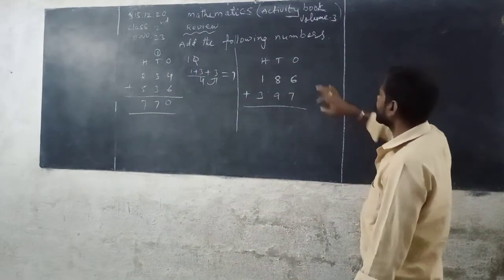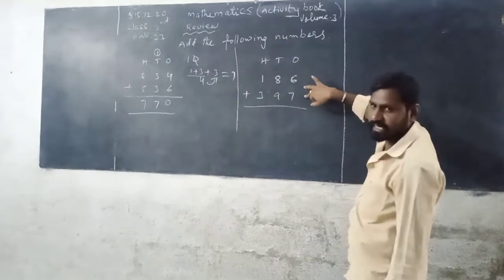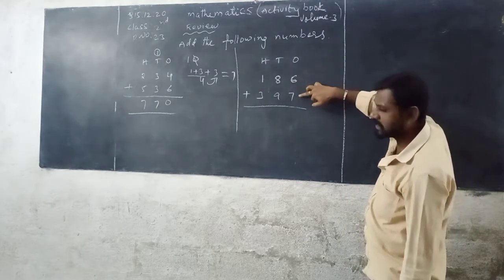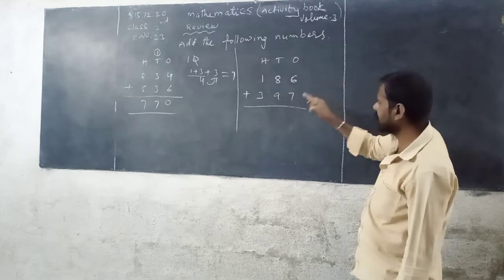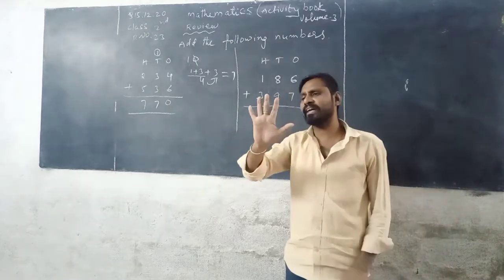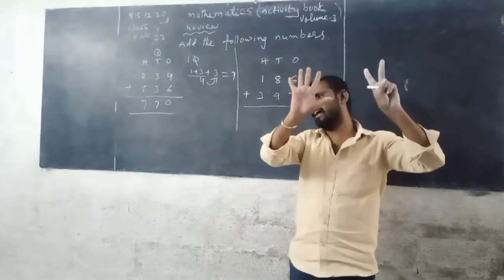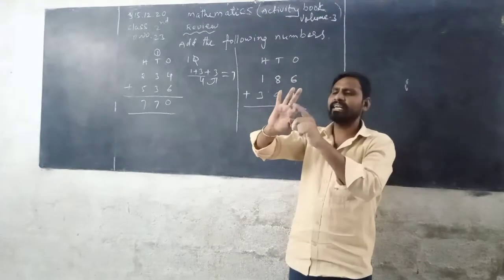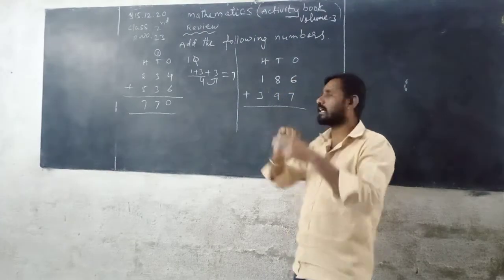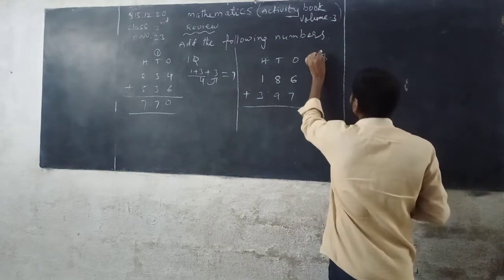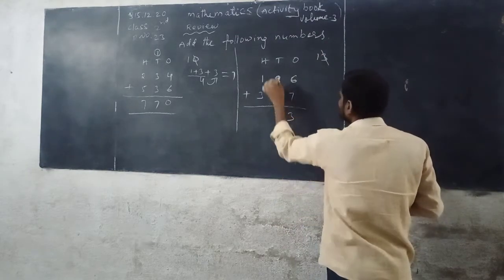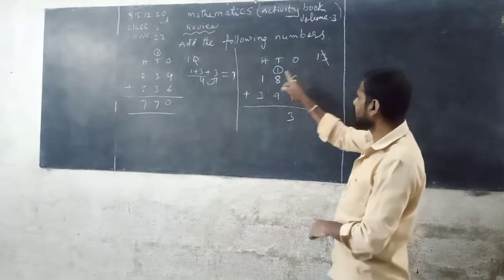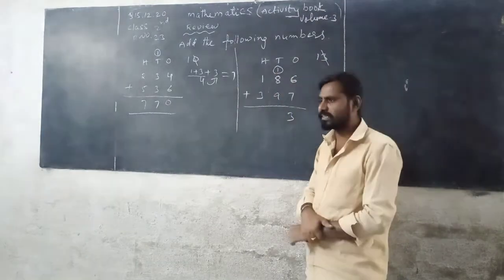Add the digits in the ones place. See, listen carefully. This is the third time, I will repeat. See, 6 plus 7. 6 in the mind, and how many fingers do we take? 7 fingers in your hand. So 6, after that 7, 8, 9, 10, 11, 12, 13. So in it, 3 is written down in the ones column, 1 is carried over to the tens place.